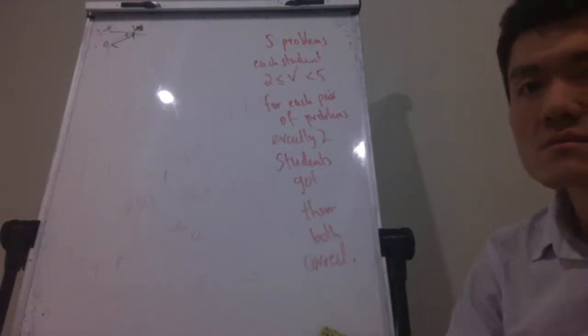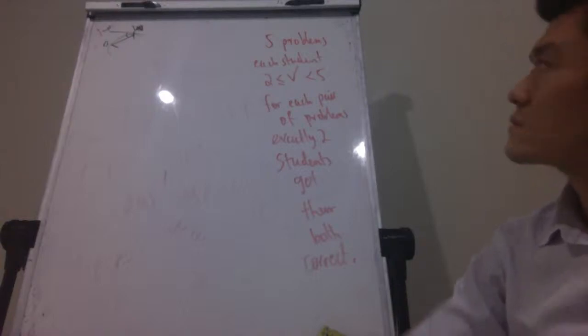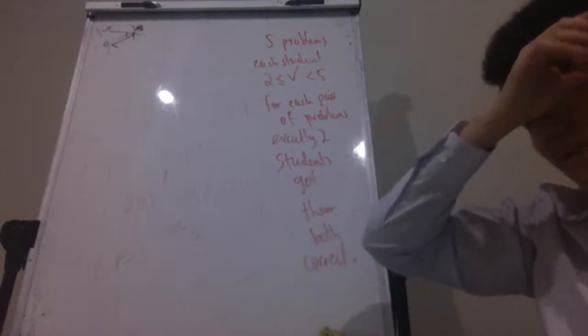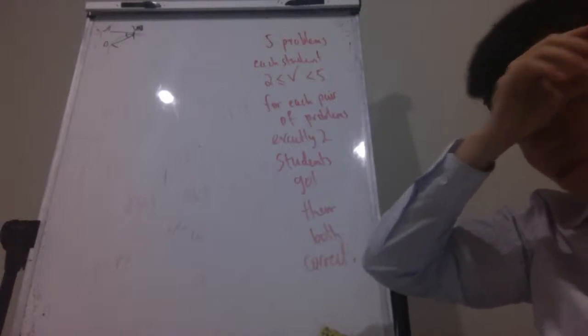Wait, for every pair, does it have to be consecutive or can it be 1 and 3? Oh yeah, it's not consecutive. So it could be like 1 and 3, or 2 and 5.